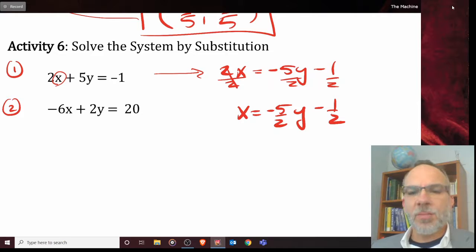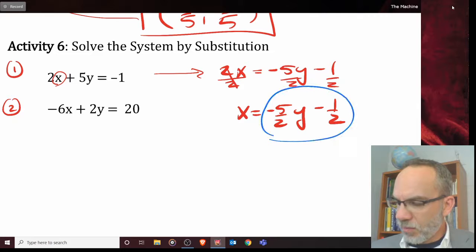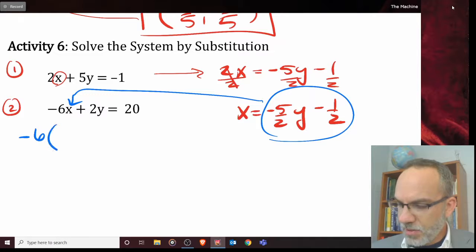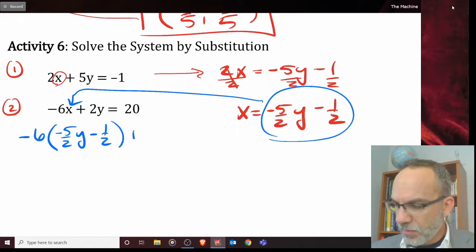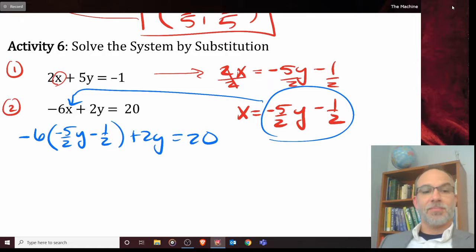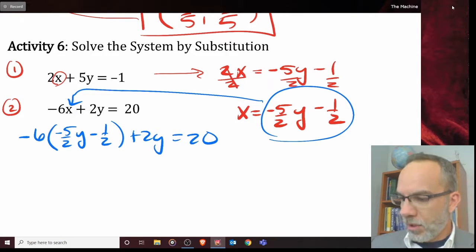You may think that's not so bad. Well, what you're going to have to do with it is take this expression and replace it into that x right there. So it's going to be negative 6 times negative 5 halves y minus 1 half plus 2y is equal to 20. Now you could probably manage that because there will be some nice cancellations there. But let's just be honest. Isn't that a pain? Wouldn't you like to avoid fractions, if at all possible? Yes, you would. Tell the truth. Yes, you would. I would too.